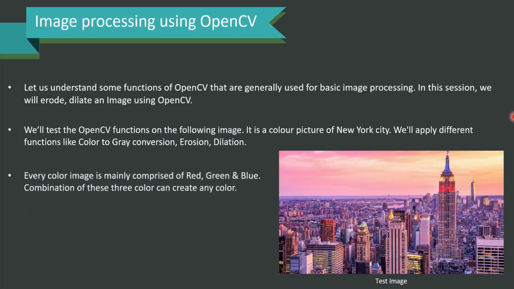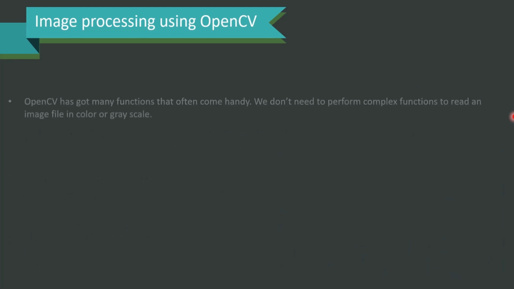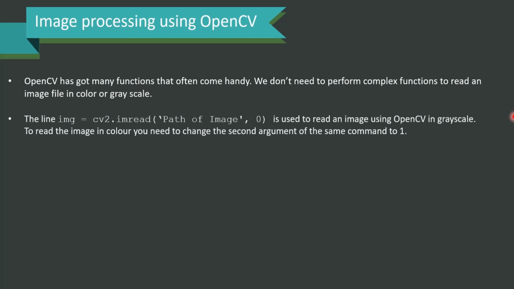Every color image is mainly comprised of red, green and blue colors. A combination of these three colors can really get you any other color. But most of the image processing is done in grayscale because RGB processing is resource intensive and complex as well. OpenCV has many functions that often come very handy. We don't need to perform complex functions to read an image file in color or grayscale.